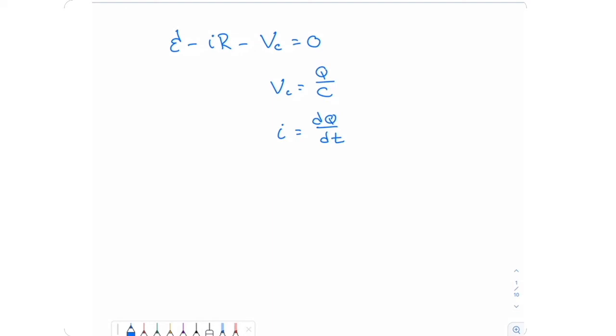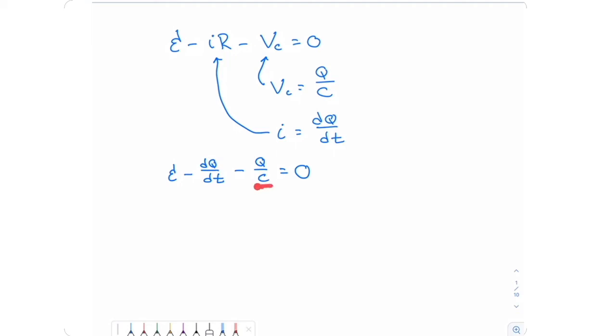Okay, so if I plug those things in, I can rewrite my original expression in terms of a single variable, q. Initially my expression had two things I didn't know, the current and the voltage across the capacitor. Now I have just a single unknown, q.